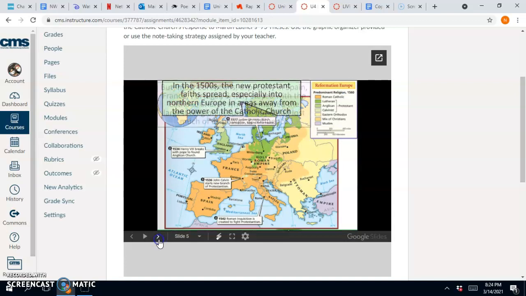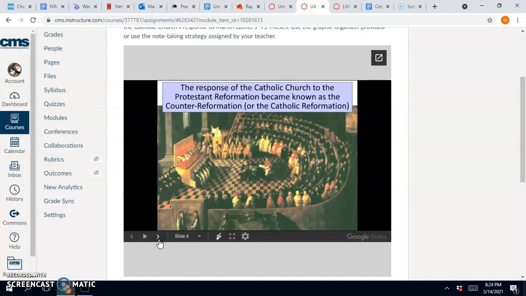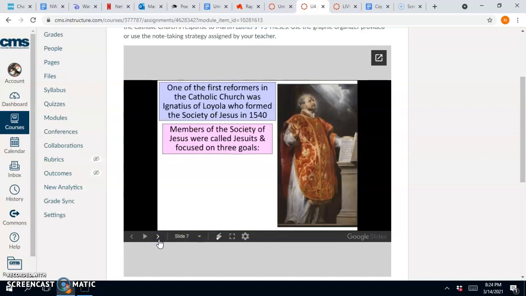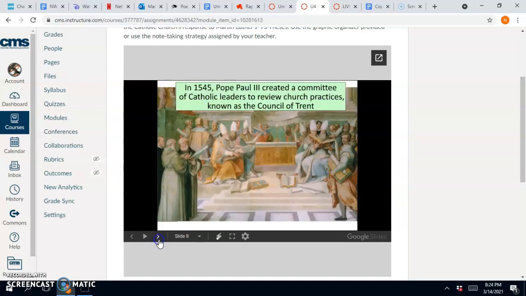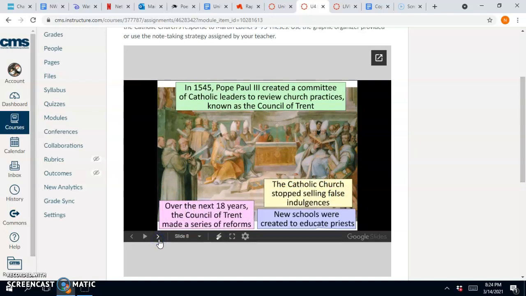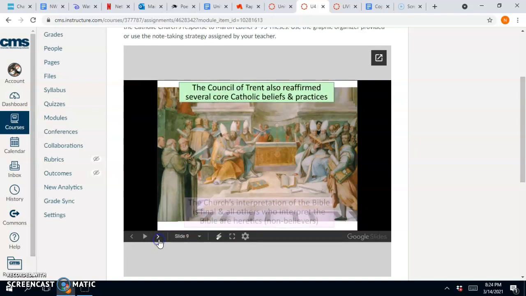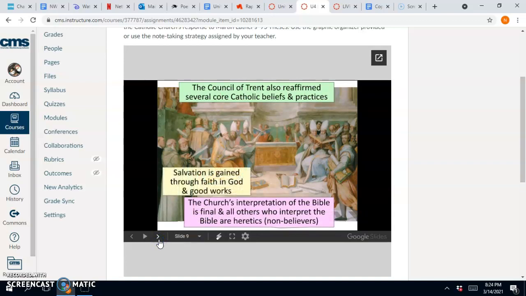Okay? Reformation. This is all Protestant Reformation, and on this side, you're learning about the Counter-Reformation, what the Catholics decided to do in response. So if you look here, you're about to see something. You're about to see the result of what happened when the Catholics were challenged. Okay, you see the Council of Trent, you see the Jesuits coming together, and then you see the church's interpretation.